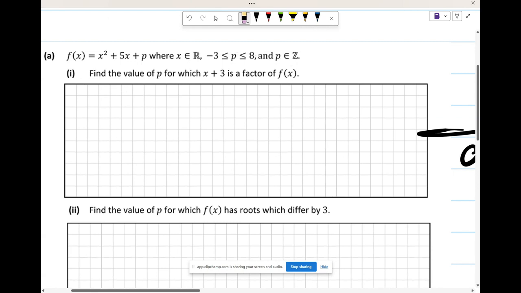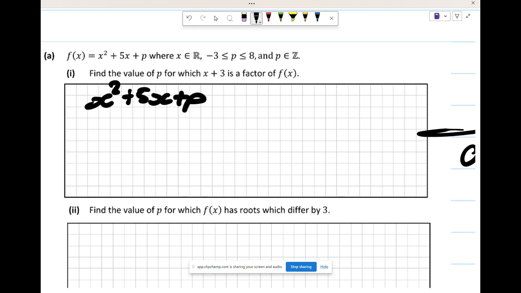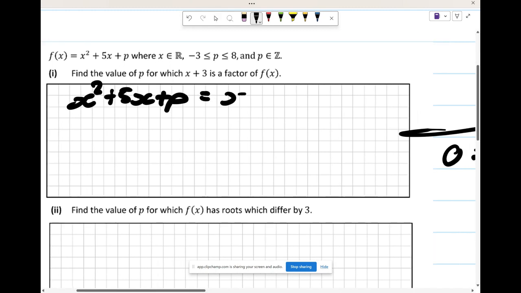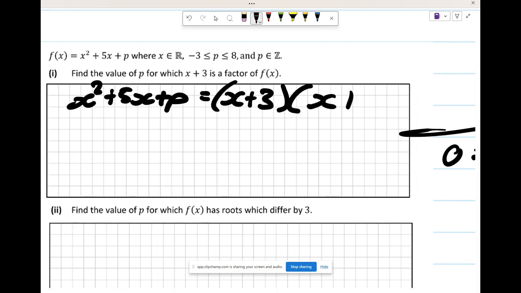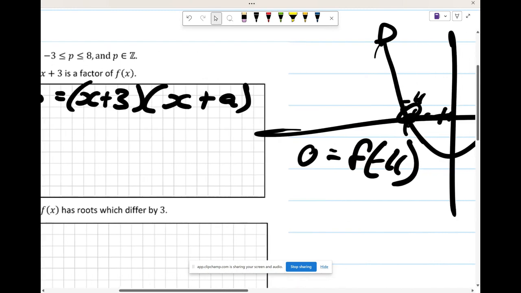So it says find the value of p for which x plus 3 is a factor of f of x. Okay, well, we know factors multiplied together give the equation. So let's write out our equation. So we want x squared plus 5x plus p. And we know factors multiplied out give the equation. Now we don't know what the other factor is, so let's just call it a.